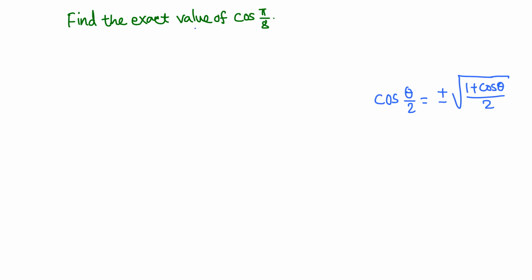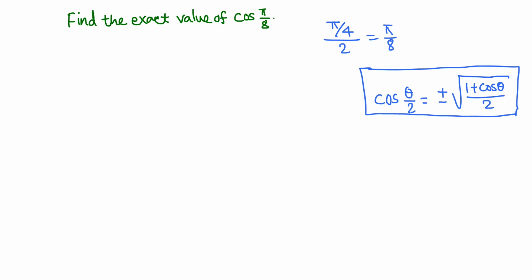Find the exact value of cosine pi over 8. Note that pi over 8 is not a standard angle, but if we divide pi over 4 by 2, we get pi over 8, so pi over 8 is half of pi over 4. So we can use this formula now.